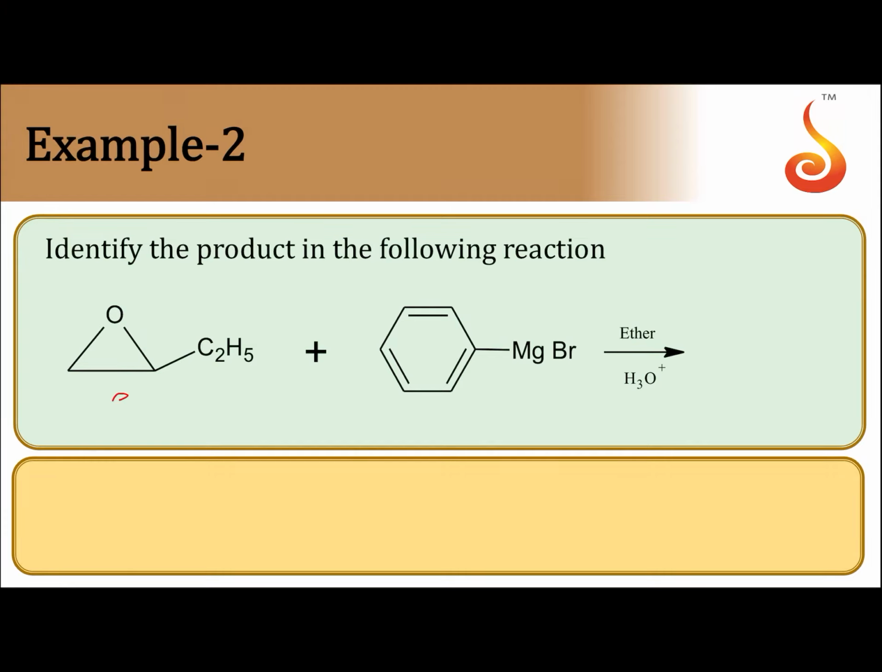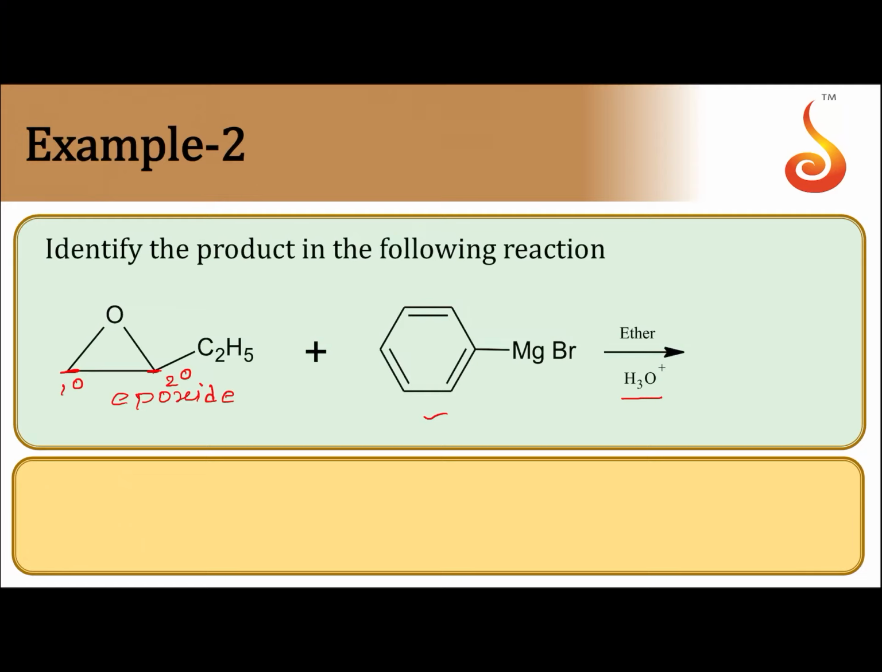Identify the product in the following reaction. This reactant is an epoxide. In this, one alkyl group is secondary and another alkyl group is primary. It reacts with Grignard's reagent in the presence of acid. So the reaction is acid catalyzed.